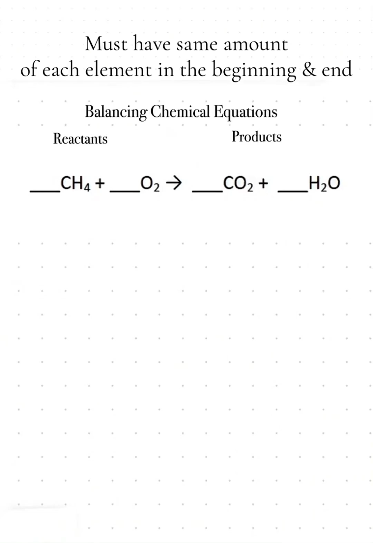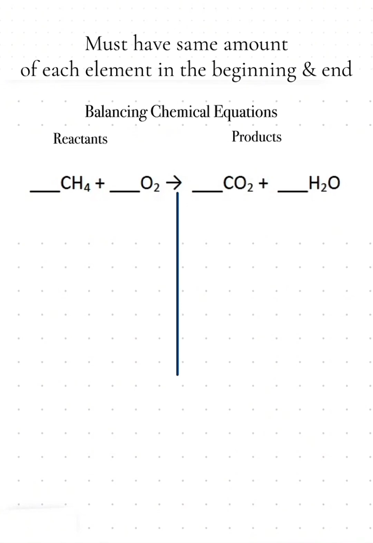Today, we're going to be looking at how to balance out chemical equations. So the first thing I want you to do is to separate your reactants and your products. And the way I like to do it is to draw a line directly underneath my arrow because that's what separates my reactants from my products.